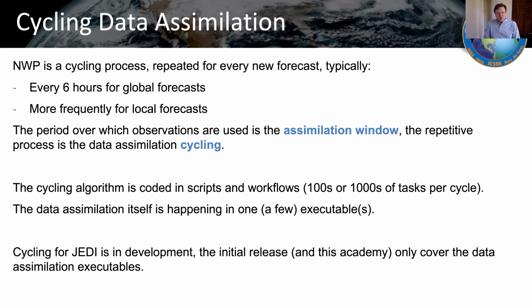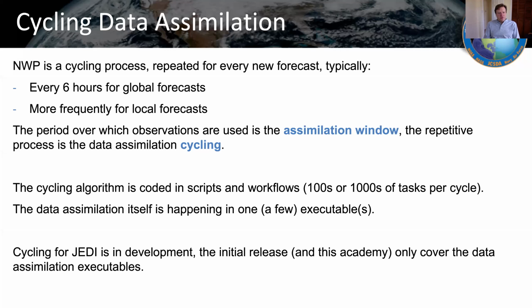Numerical weather prediction is a cycling process, so it's repeated every few hours, typically every 6 hours for global forecasts, so 4 times a day, and more frequently for local forecasts. And for that, the period over which we use observations is called the assimilation window, and this overall process is called the cycling.